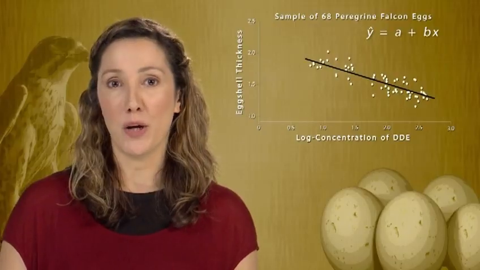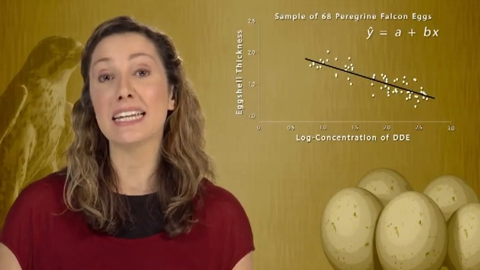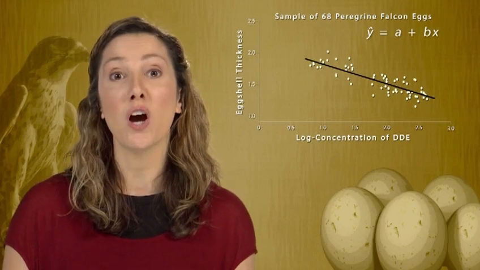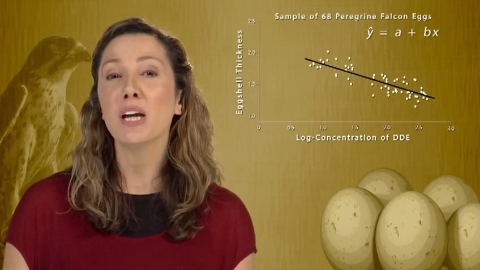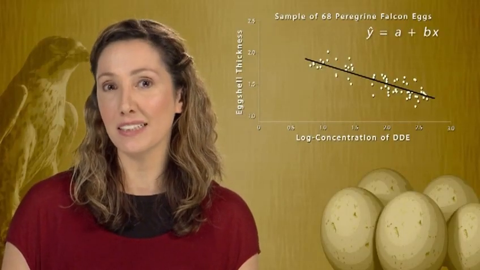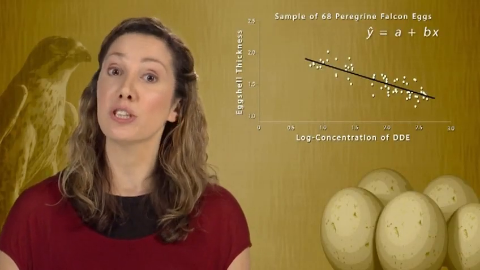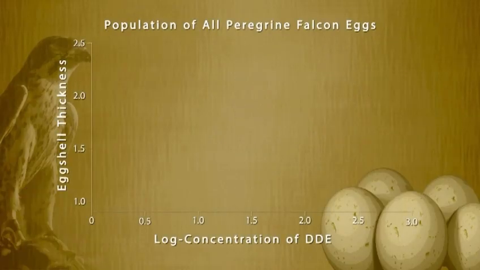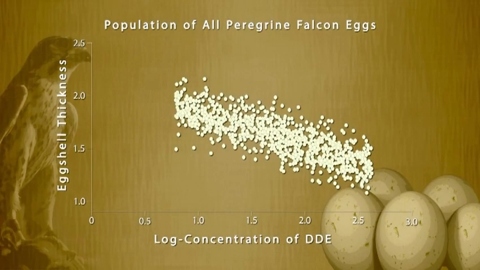So now what we want to know is whether there really is a negative linear relationship between these variables for the entire population of all peregrine eggs, beyond just the eggs that happen to be in our sample. Or might the pattern we see in our scatter plot simply be due to chance variation? Data of the entire peregrine egg population might look like this. For any pesticide level, many different eggshell thicknesses may be observed.